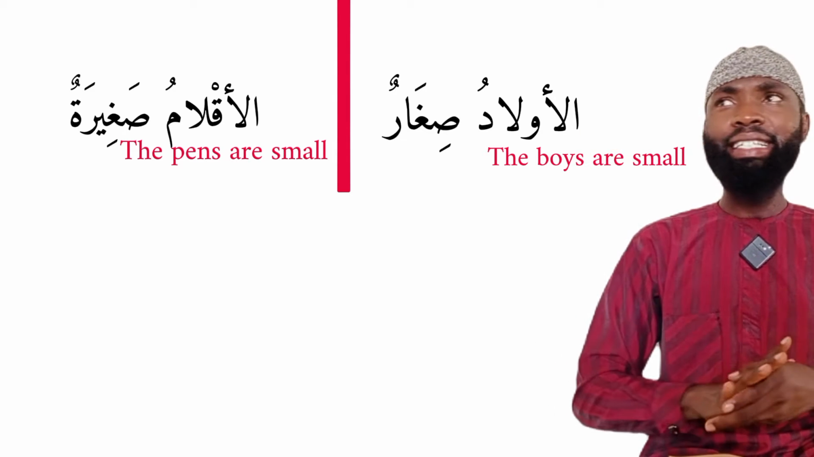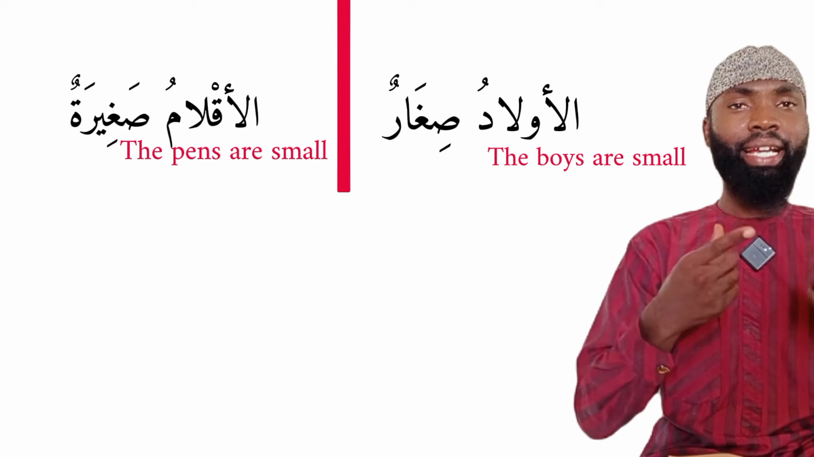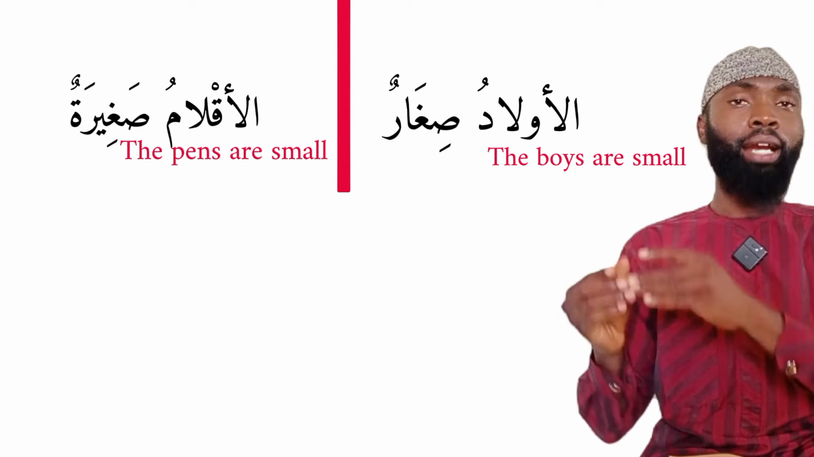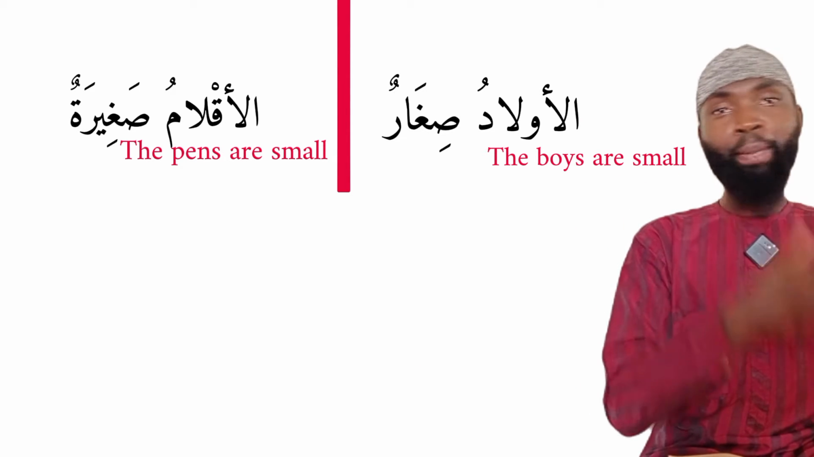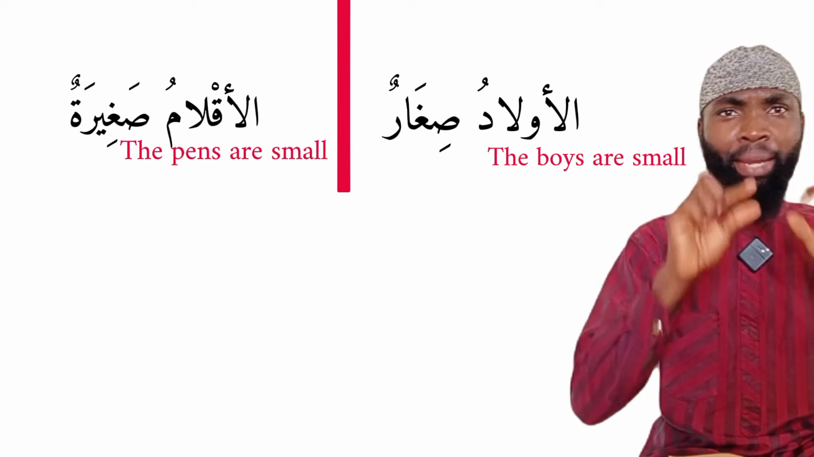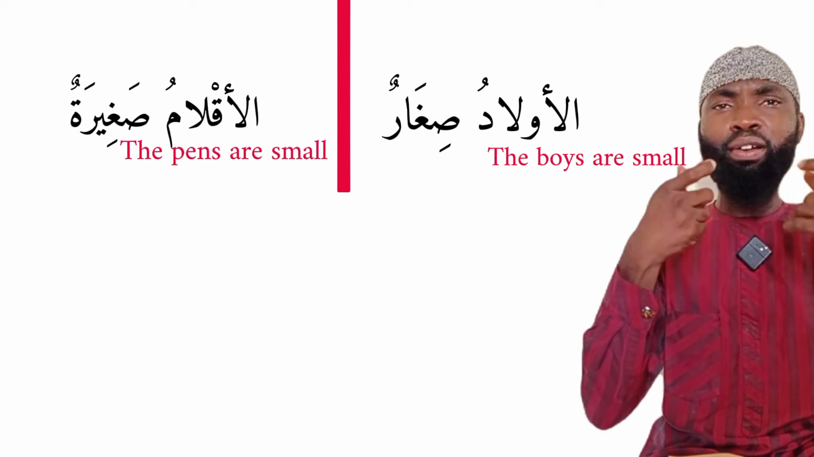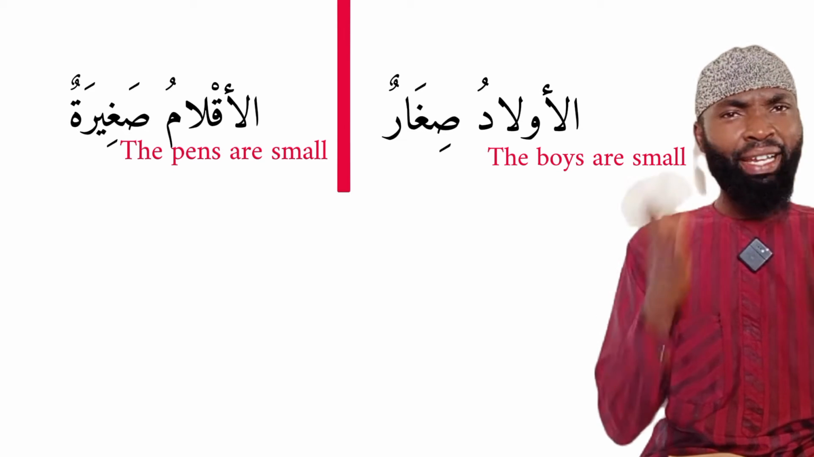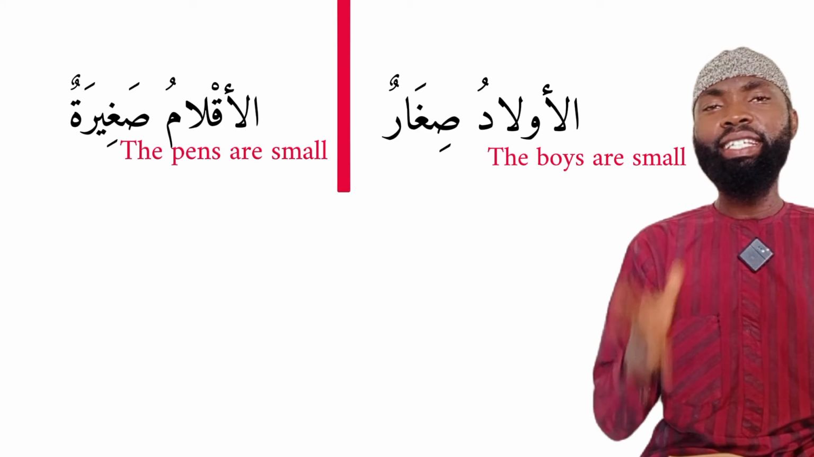But when you look at the khabar, which is the predicate, which is describing the situation of both the boys and the pens, you will see that they are similar in their meaning, but in terms of the way they are written, they are different. What is the cause for this difference?